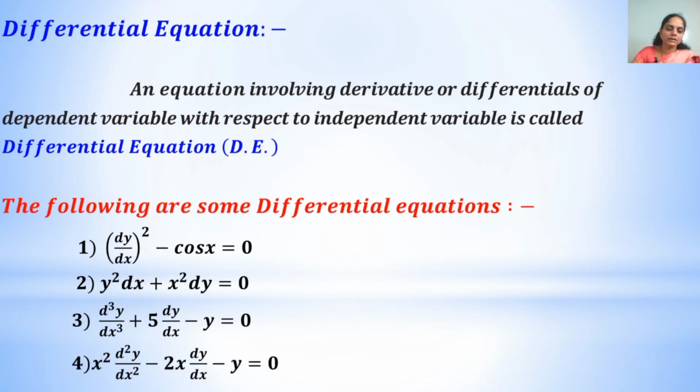Now, see the fourth example, x square d2y by dx square minus 2x dy by dx minus y is equal to 0. In this equation, d2y by dx square and dy by dx both terms are present. So, this equation also becomes a differential equation.